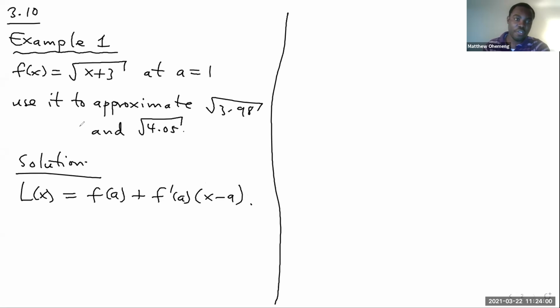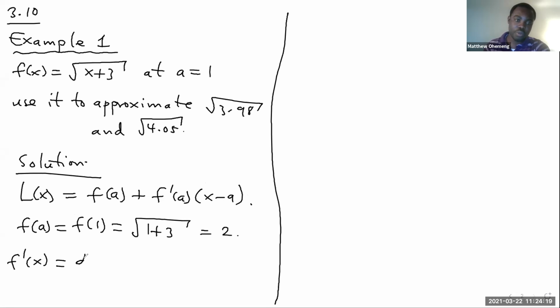So in order to get f of a, I think we already have f of x. In this case our a is 1, so it's just f of 1. That is equal to square root of 1 plus 3, which is 2. And then in order to get f prime of a, which is f prime of 1, we need to get f prime of x, right?